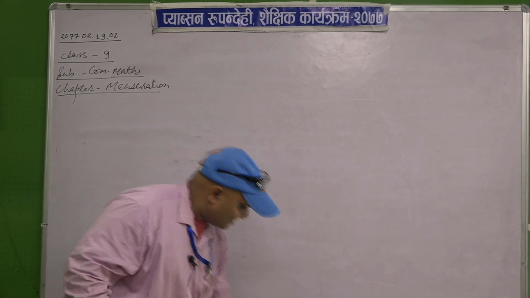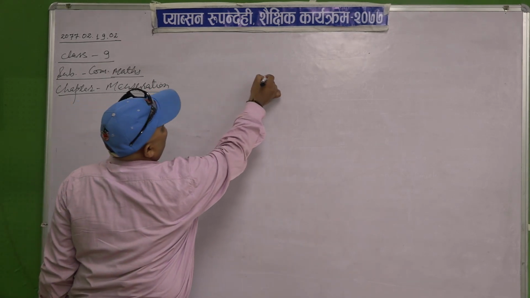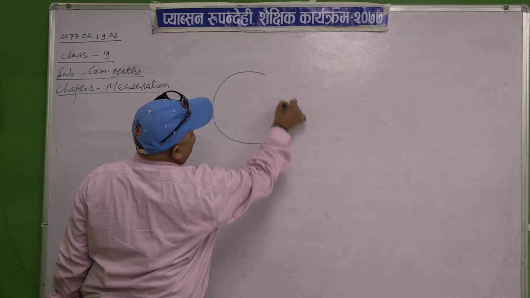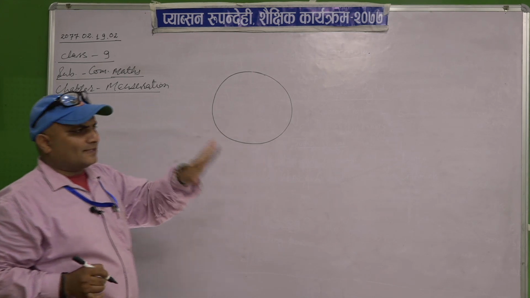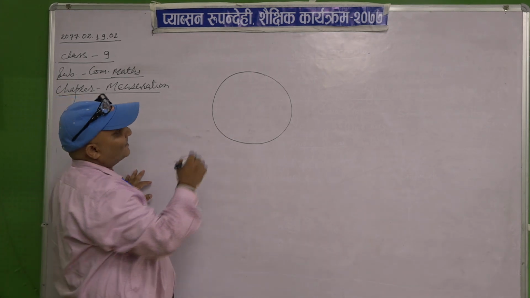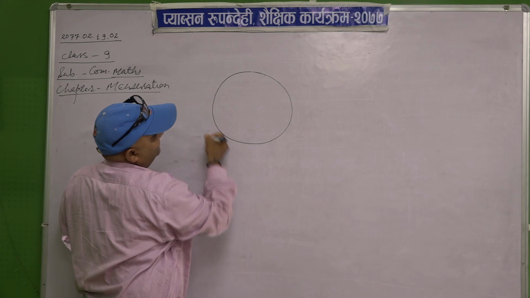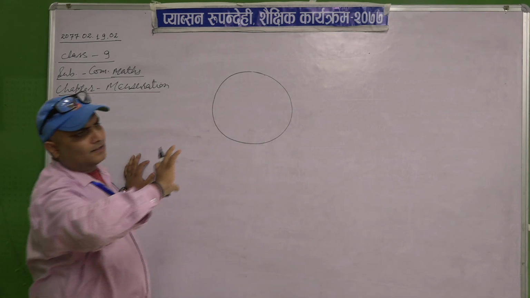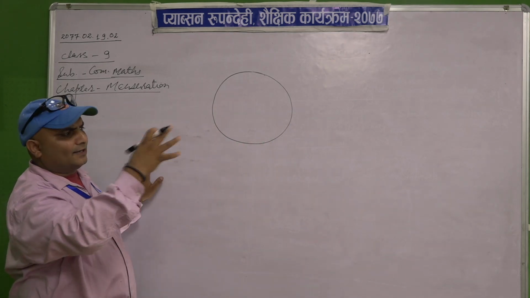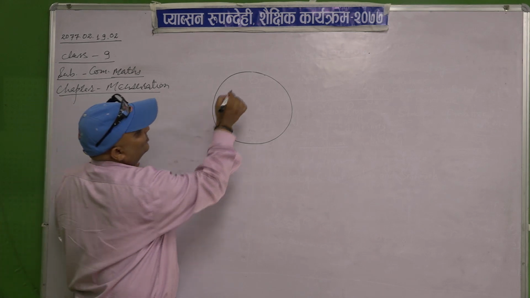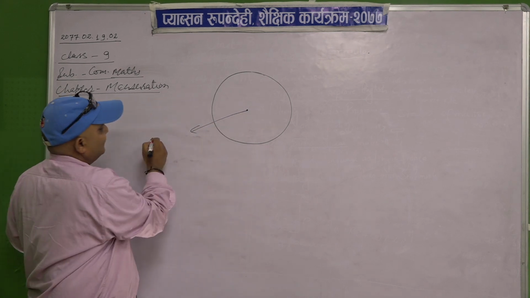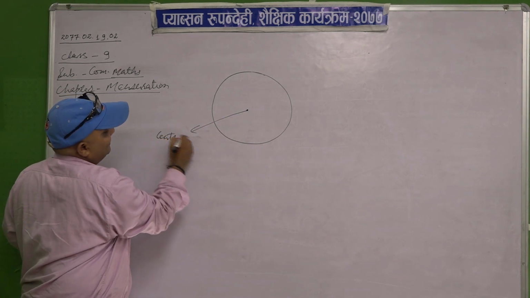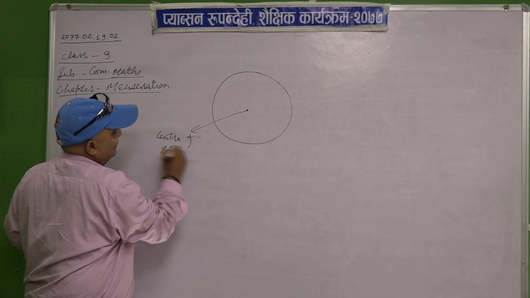I think in geometry you also study the circle in detail, but in mensuration we read only some basic concepts. Suppose this is the circle, made by using a compass or any circular object. Suppose this is a circle, and this is the center of the circle.